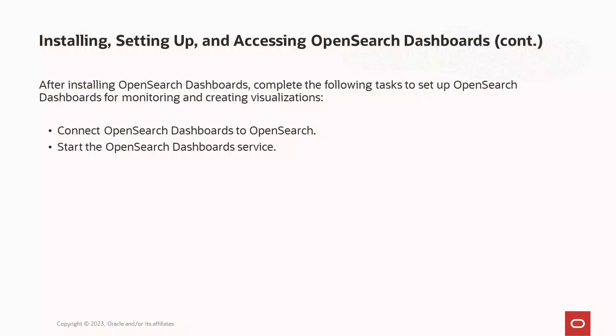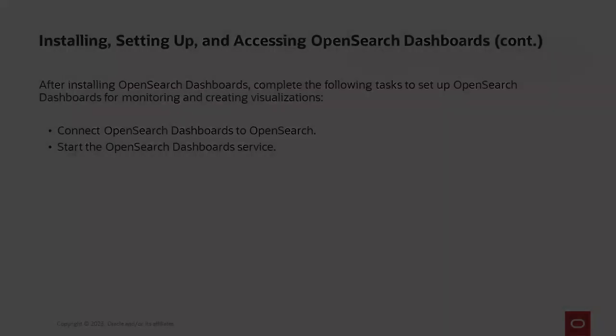The next step is to start the OpenSearch dashboard service, and this process is dictated by the platform on which OpenSearch dashboards is installed. On the Windows platform, you must start the OpenSearch dashboard service manually by running the OpenSearch dashboards.bat file. On the Linux platform, the service starts automatically. If it does not, you should run the OpenSearch dashboards.sh file.